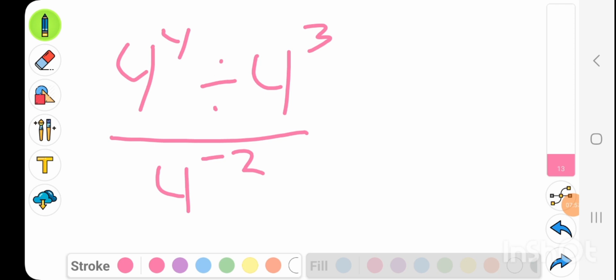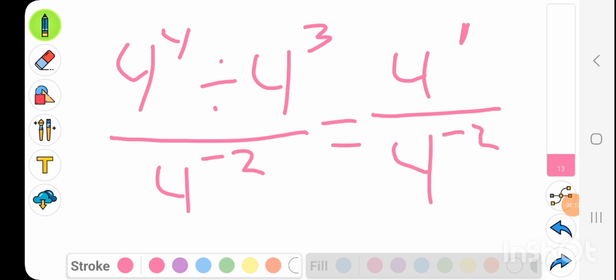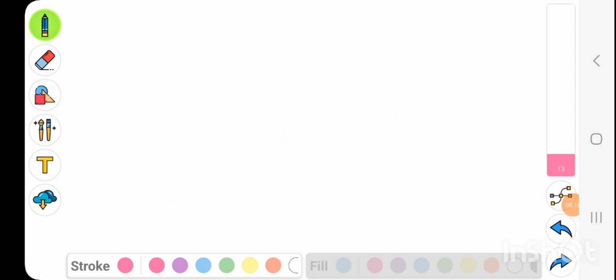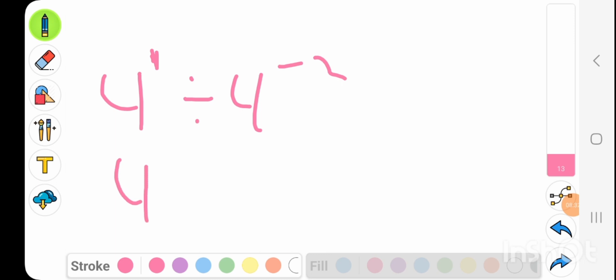Alright, let's go step by step. So, 4 to the power of 4 divided by 4 to the power of 3 is 4 to the power of 4 minus 3, which is 4 to the power of 1, divided by 4 to the power of negative 2. If it is structured like this, what we need to do is this. 4 to the power of 1, it's just this.